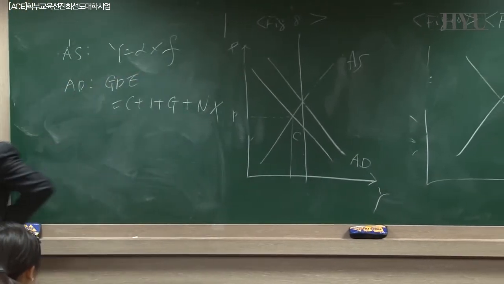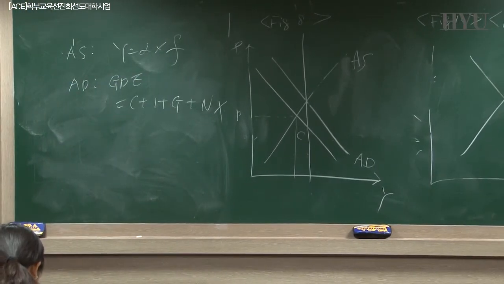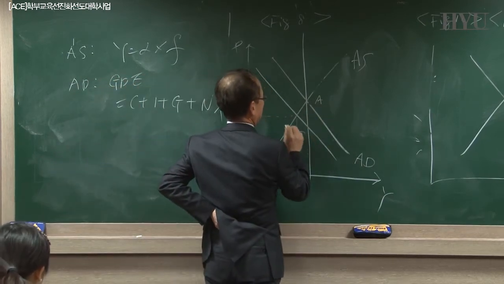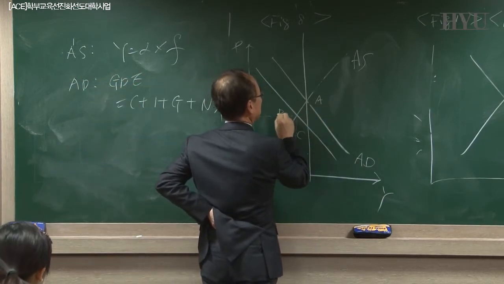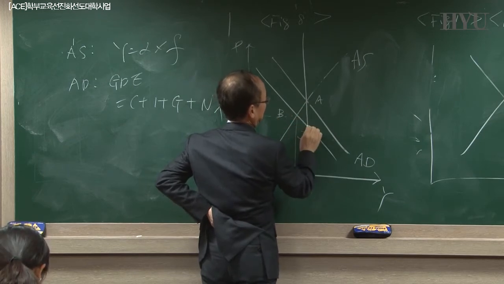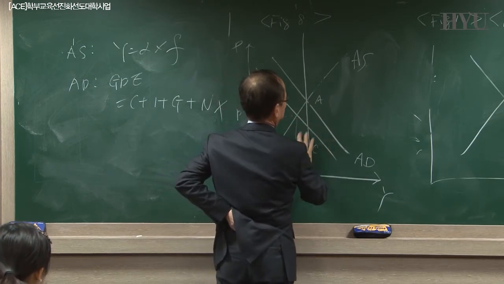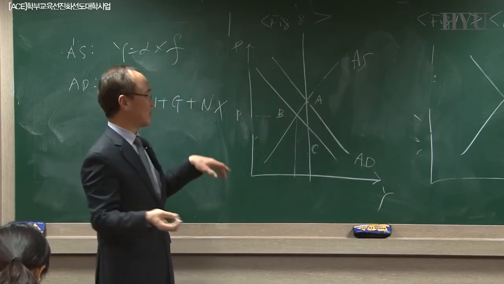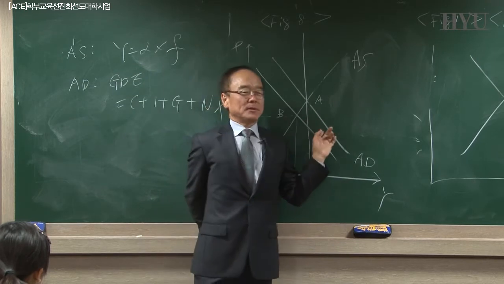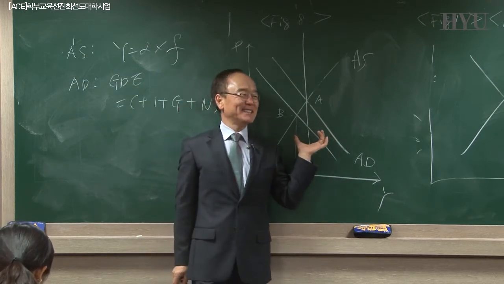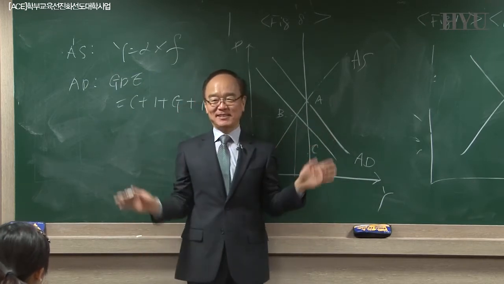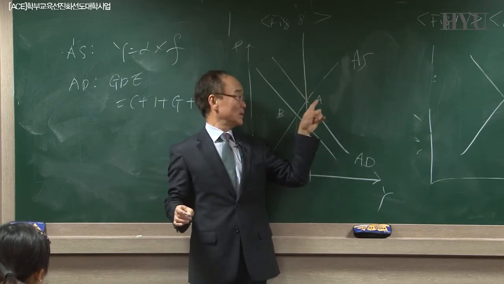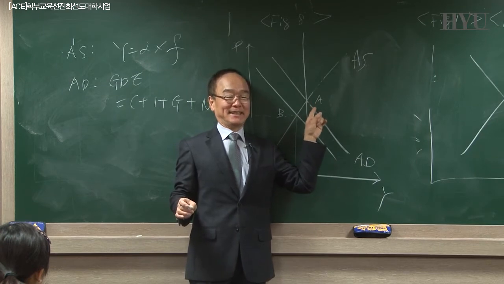Initially, A, B, C. This is A, this is B, this is C. Then follow me. This is a demand shock, right? The stock market crashes, demand falls down right here. Initial equilibrium was here.